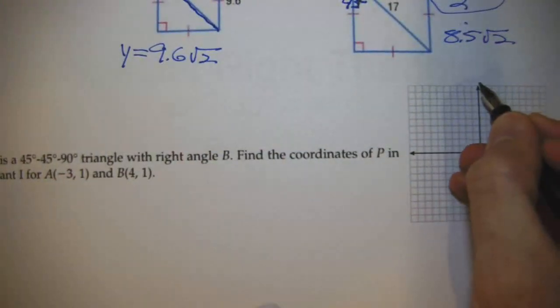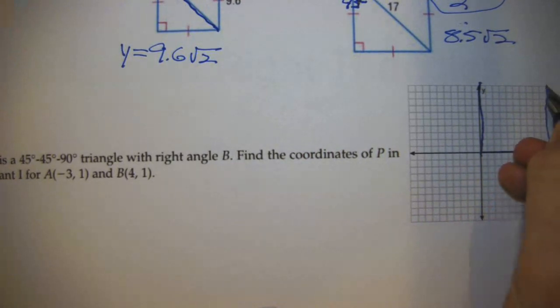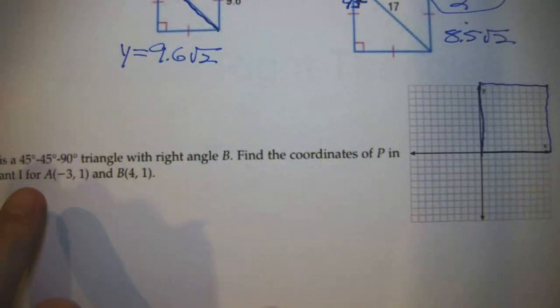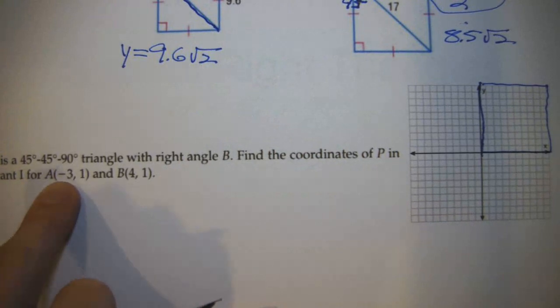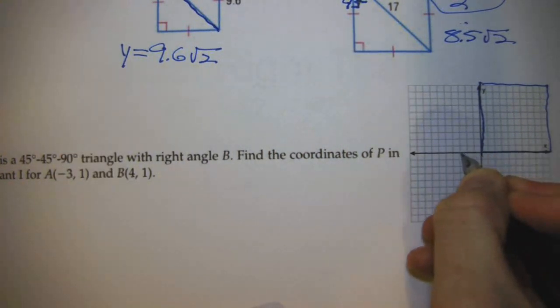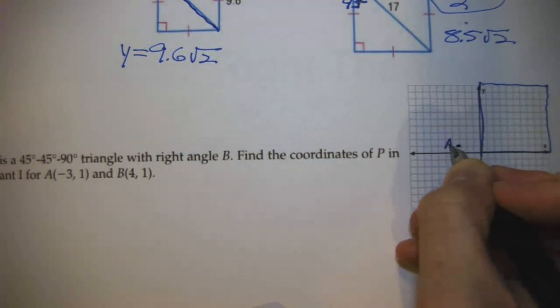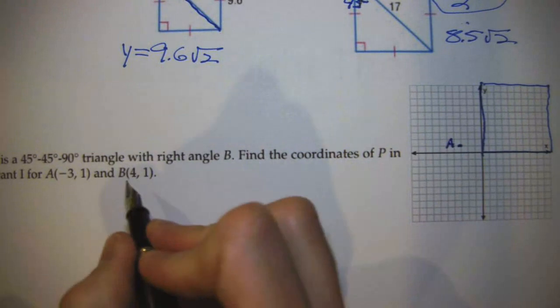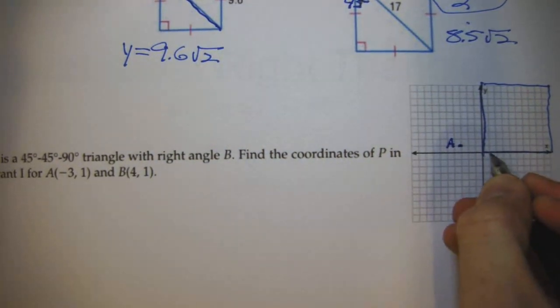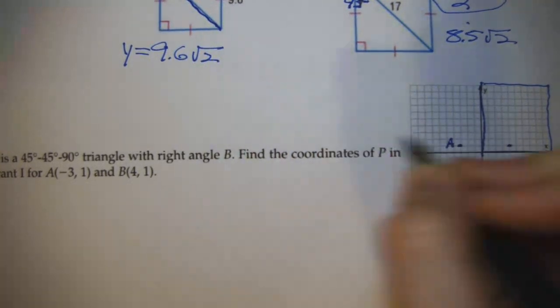So quadrant 1, I'm going to kind of outline it here. That way we know which quadrant it's going to be. And we don't want to forget that. So there it is. For A, at -3, 1, so let's find that. -3, so 1, 2, 3, 1. So here is A. And then B, we're told, is at 4, 1. So let's see here. 1, 2, 3, 4, 1. And that is B.